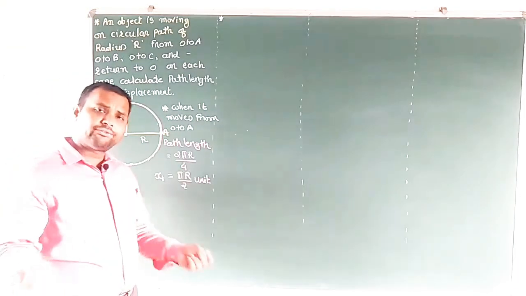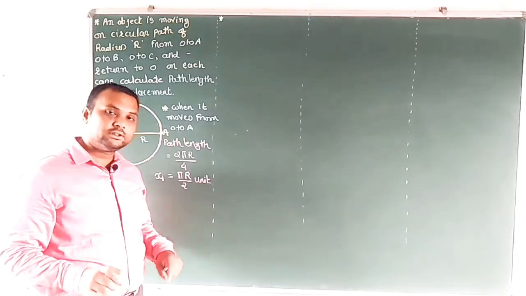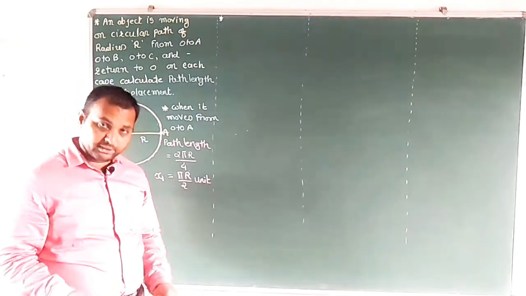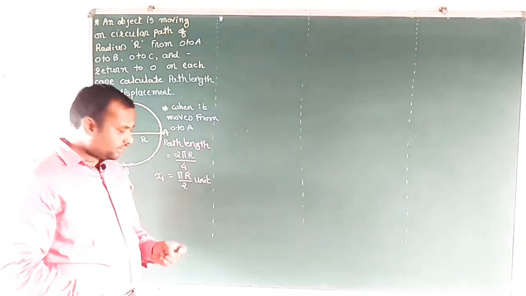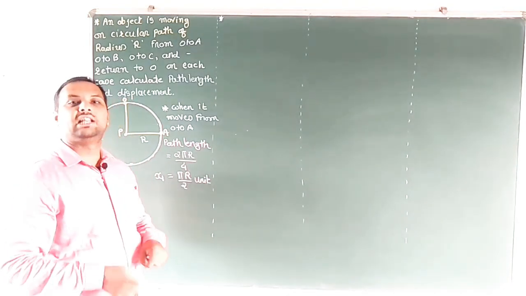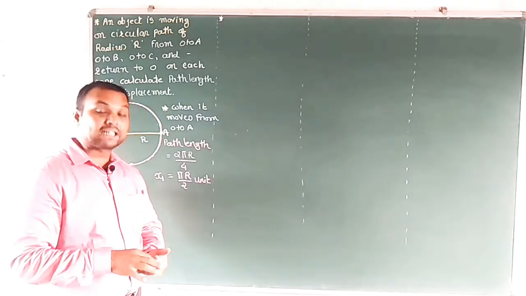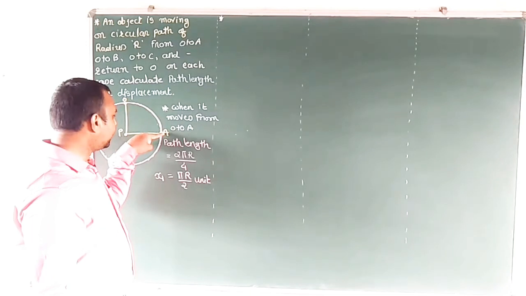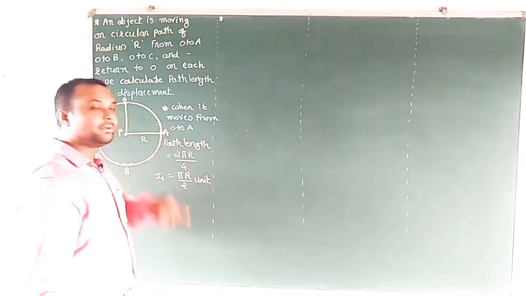Now if the value of r is given, then you can place the value of r, 1 meter, 2 meter, 3.14 meter or something else. So you get directly the value of the path length. What I have calculated here is the circular path length, not the displacement.